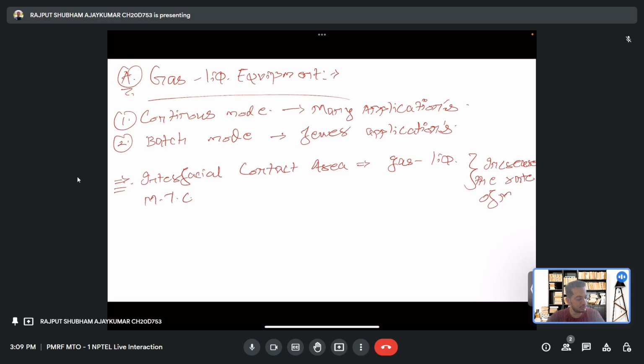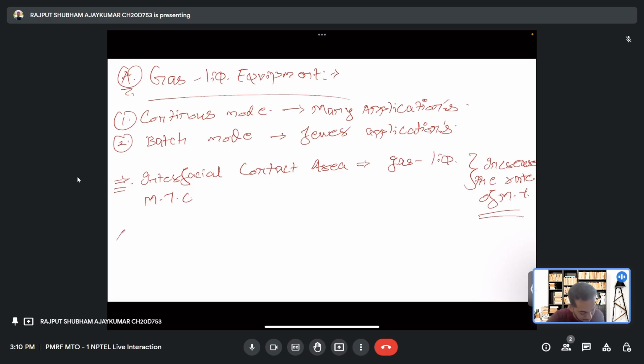So these two terms you have to take care of while designing a gas liquid equipment: the interfacial area of contact between the gas and the liquid, and the second one is the mass transfer coefficient, in order to increase the rate of mass transfer, like I said. Now, there are different types of gas liquid equipment. Either the gas will be dispersed into the liquid or the liquid will be dispersed into the gas.